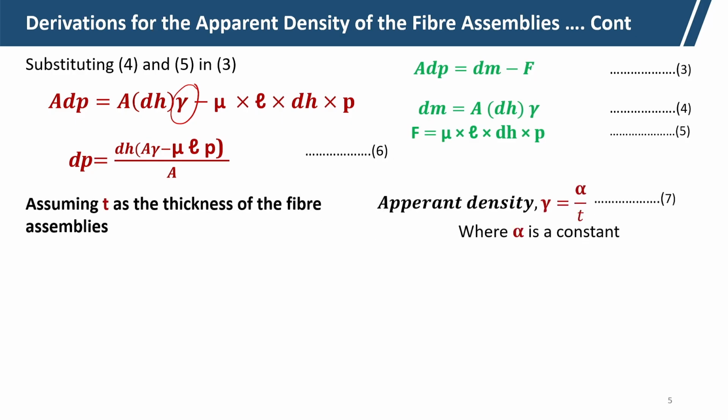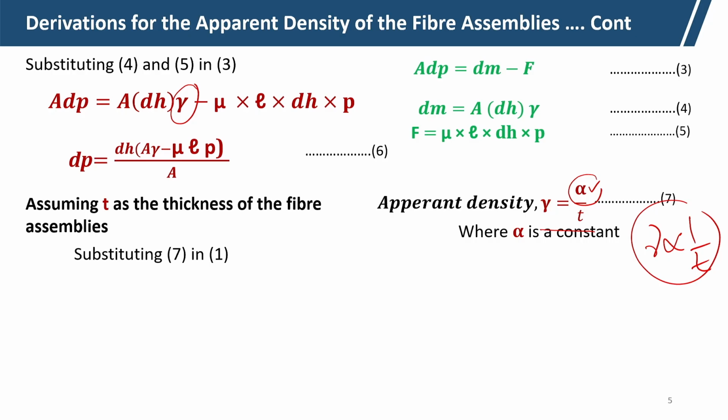Assuming T as the thickness of the fiber assembly, the apparent density is alpha by T. Alpha is a constant, so as the fiber assembly thickness increases, the apparent density will reduce. So gamma is always inversely proportional to thickness, keeping all other parameters the same, where alpha is a constant.